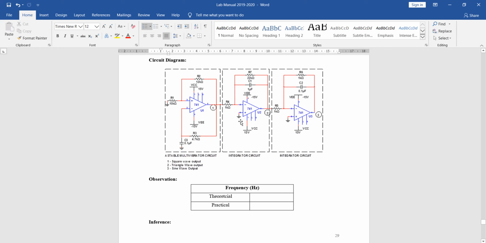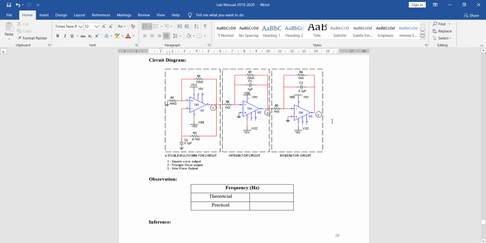So this is one of the integrator circuits. The input to this integrator circuit is a square wave, so the output of this integrator will be a triangular wave. Therefore the output of the second op amp will be a triangular wave, and this will be the input to the third op amp circuit. That is, again, an integrator that we are using. When the input to this third integrator is a triangle wave, the output will be a sine wave.